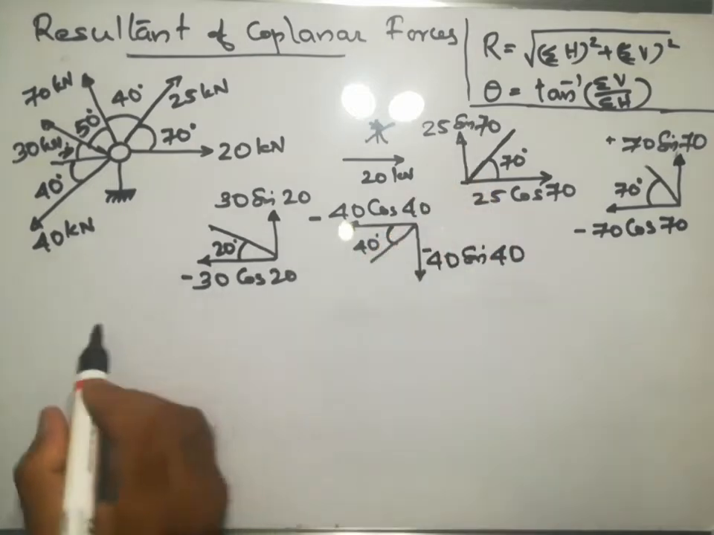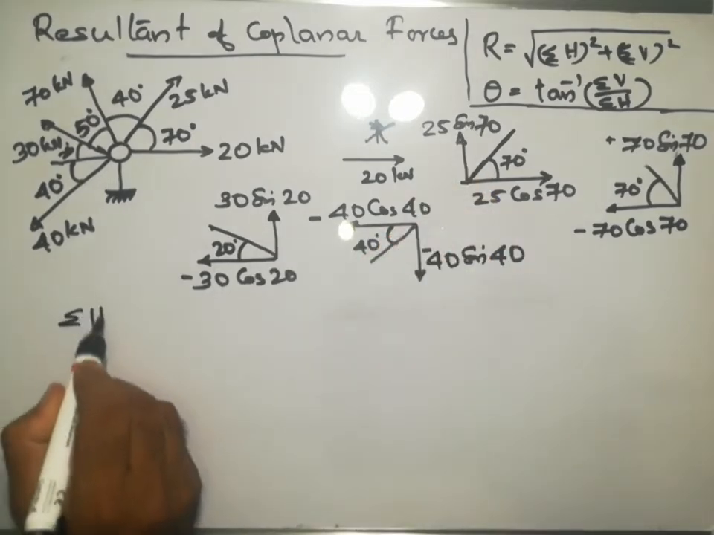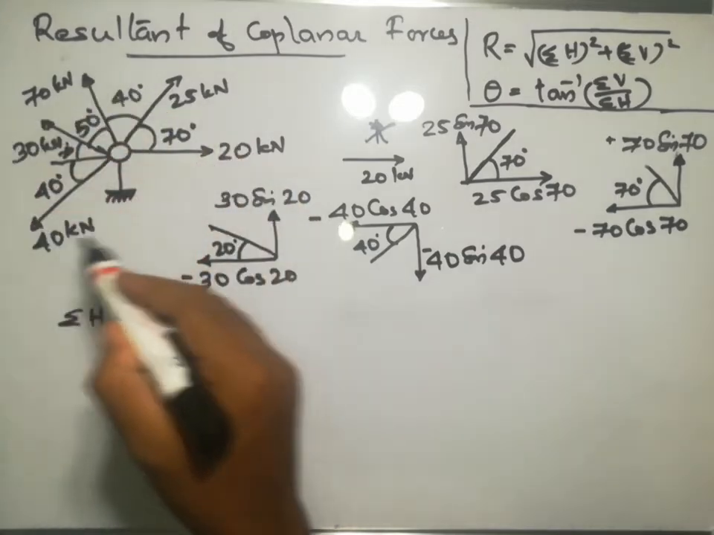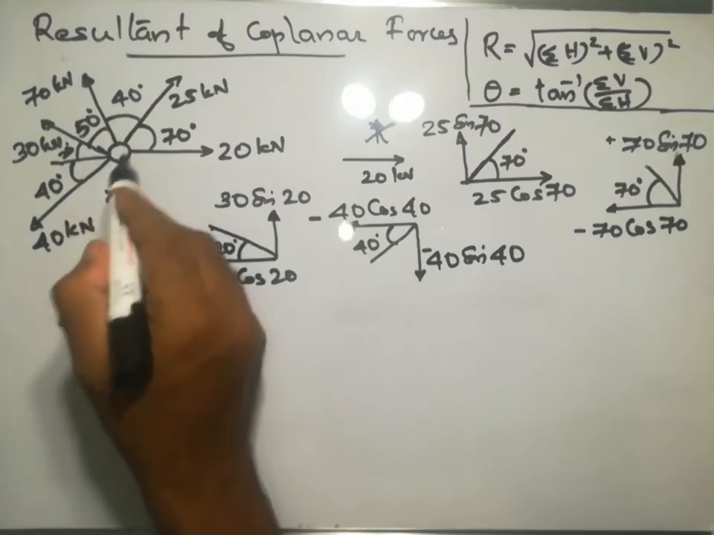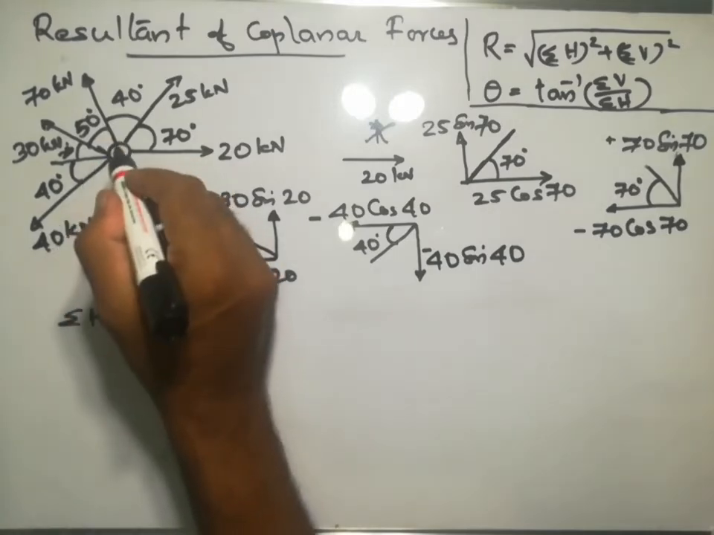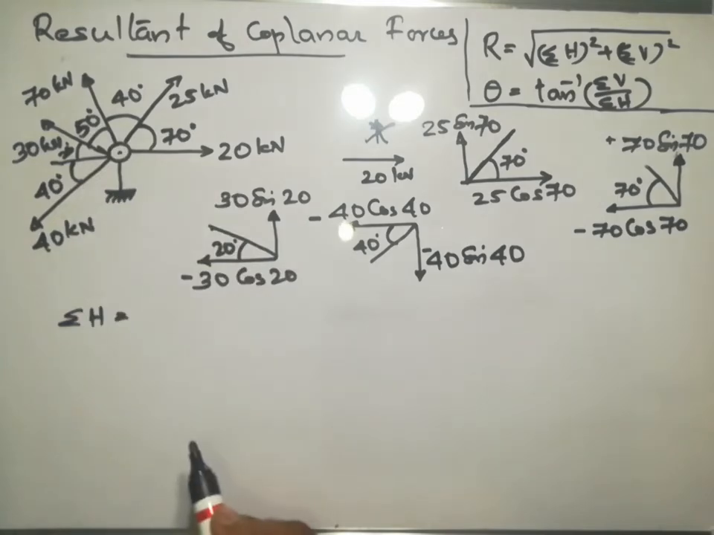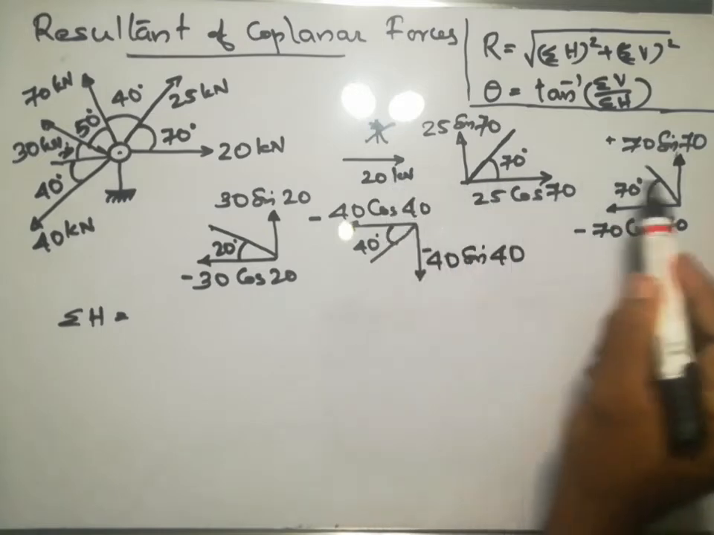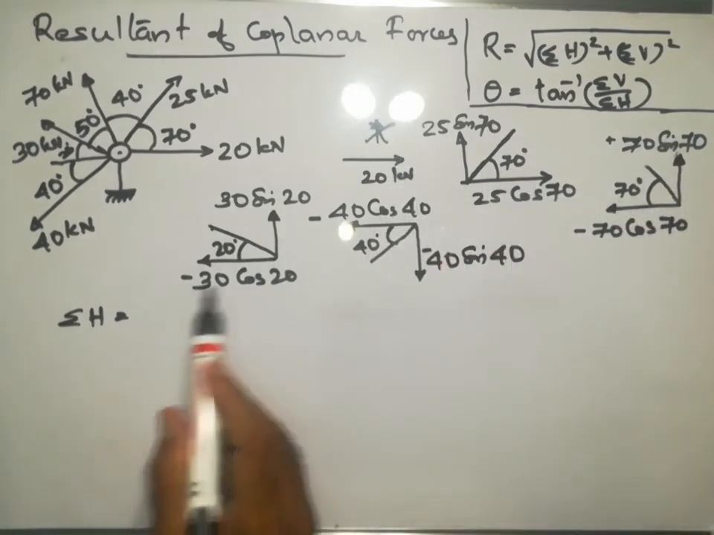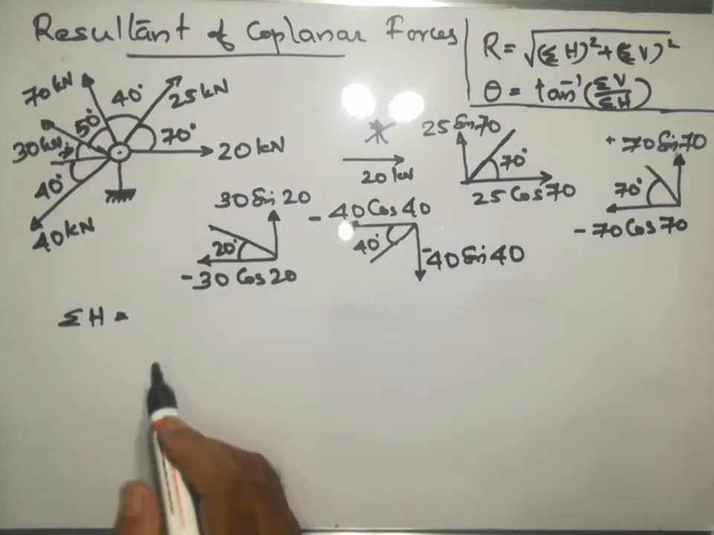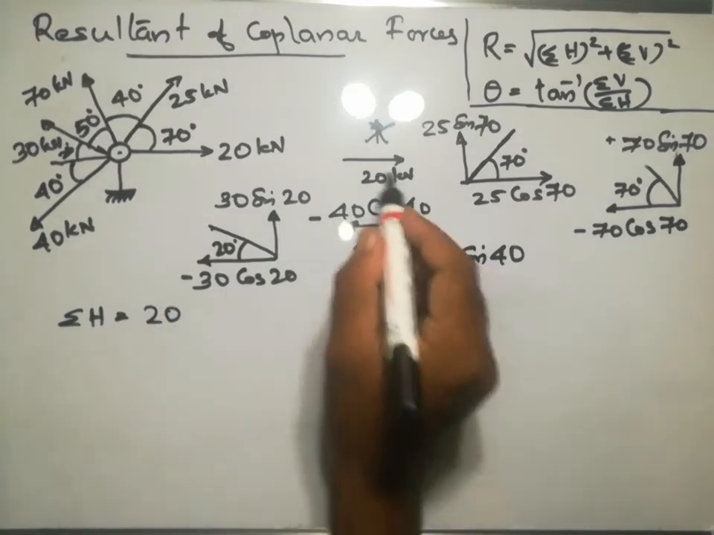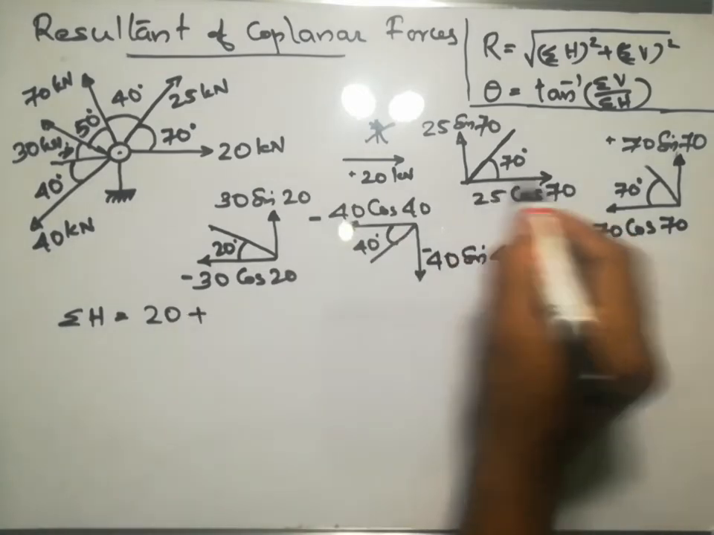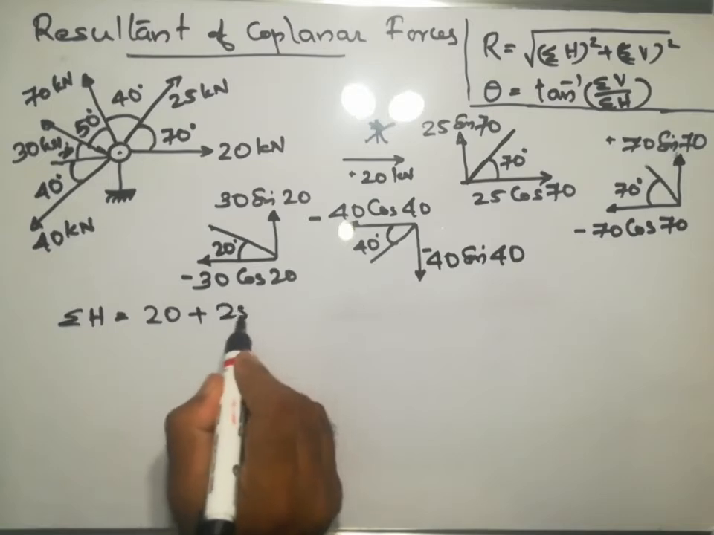We need to find out sigma H. How to find out sigma H? We need to find the algebraic sum of all the forces acting on this point or on this ring. And these are concurrent forces because they are acting towards the center of that ring. So to find out sigma H, we have to add all the horizontal components of the forces algebraically. That means we need to consider the direction, that is, the sign also. So the first force is 20 kilonewton. It is positive, acting towards right, 20. The second force is 25 cos 70, acting towards right, so it is positive.